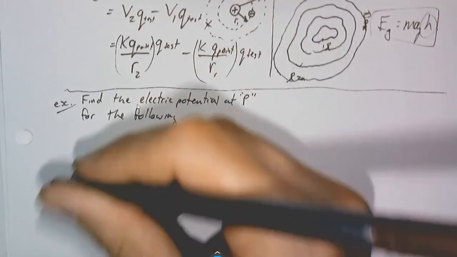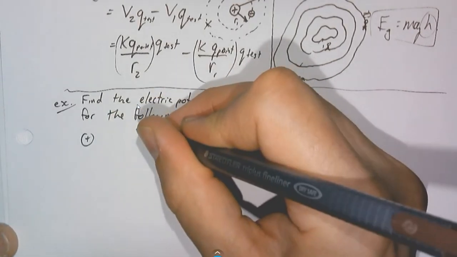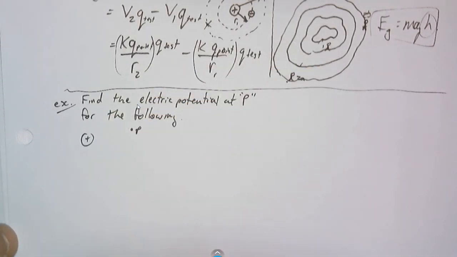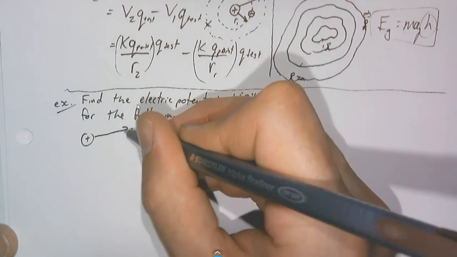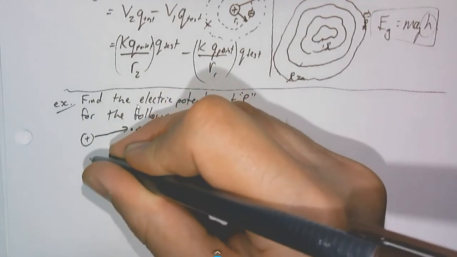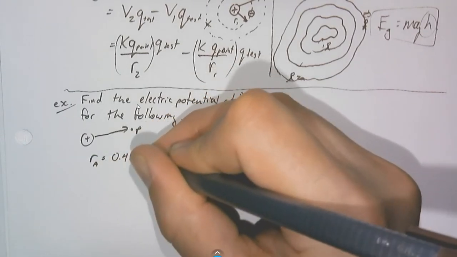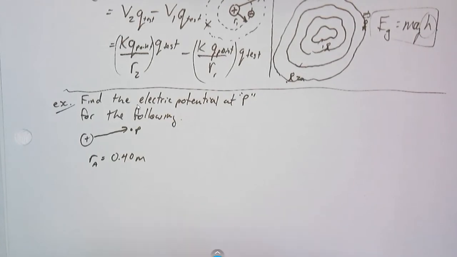So here's the situation. I've got a positive charge, and here's point P, and point P is a certain distance away from my positive charge. I'll just give the values. We'll say that it's at position RA equals 0.40 meters.